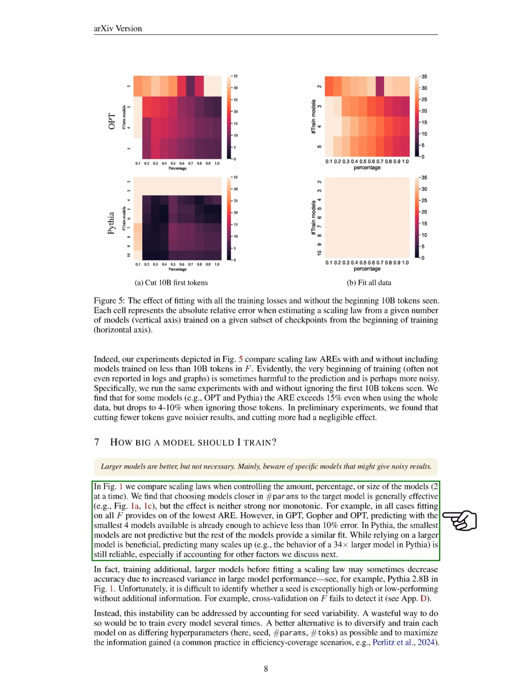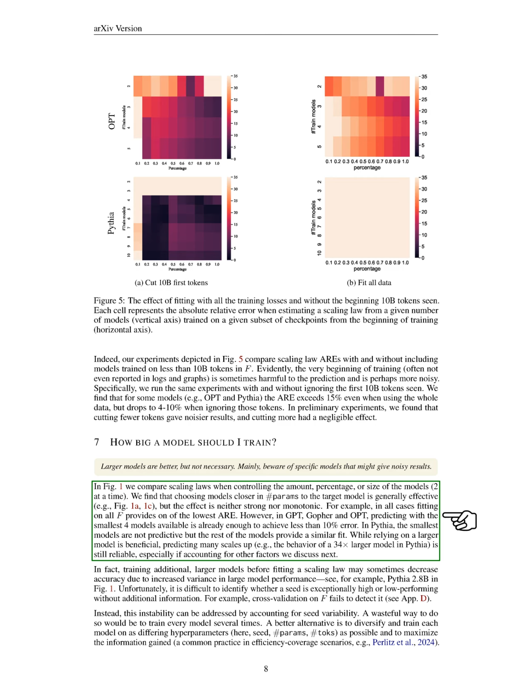We compare scaling laws while controlling for the amount, percentage, or size of the models. We find that selecting models closer in size to the target model is generally effective, but the impact is not strong or consistent. For instance, using all data often results in one of the lowest errors. In some cases, like GPT, Gopher, and OPT, even the smallest four models can achieve less than 10% error. However, in Pythia, the smallest models do not perform well, while larger models provide a similar fit.